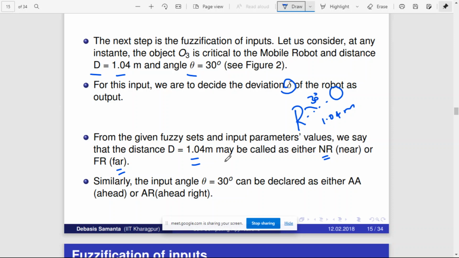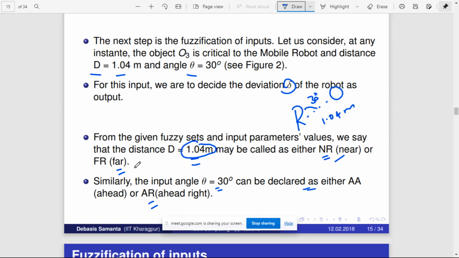And theta equal to 30 degree can be declared as either AA or AR. So this statement says that if the D value is 1.04, it may be in either the near category or the far category. Theta equal to 30 degree can be in either the AA category or the AR category. AA is ahead, AR is ahead right.